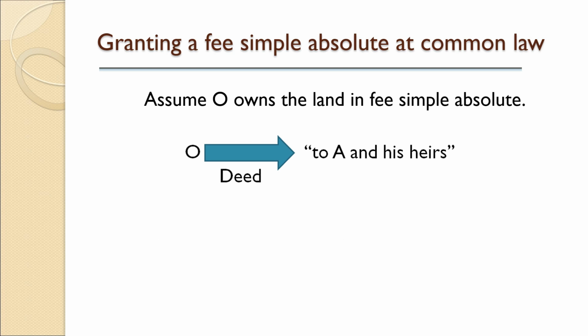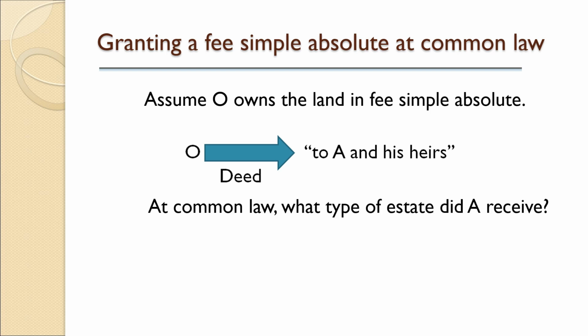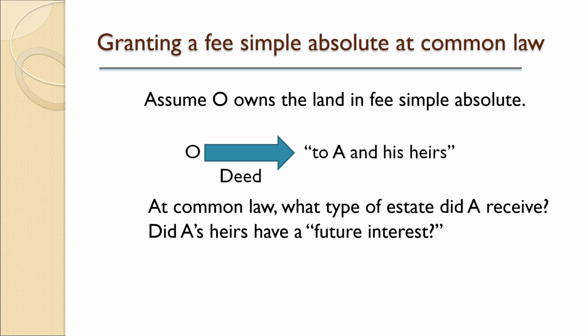Now, as we've indicated, there were some missing words in the previous example that caused O to convey not his full fee simple absolute, but only a life estate to A. What are the missing words? They're the words that you see on the screen now, "and his heirs," or if A was female, it would be "to A and her heirs." If those words are added, then at common law, A would receive the full fee simple absolute that O had held. Once again, did A's heirs have any future interest in the property? No, they didn't. A had the full fee simple absolute, and that's the only interest that exists.